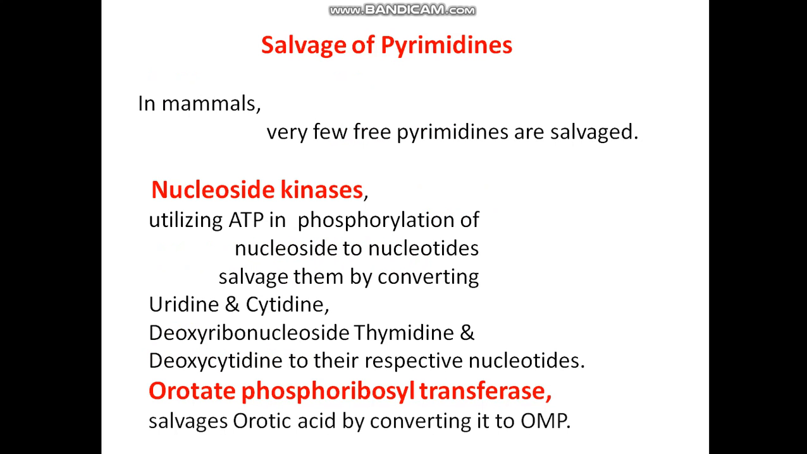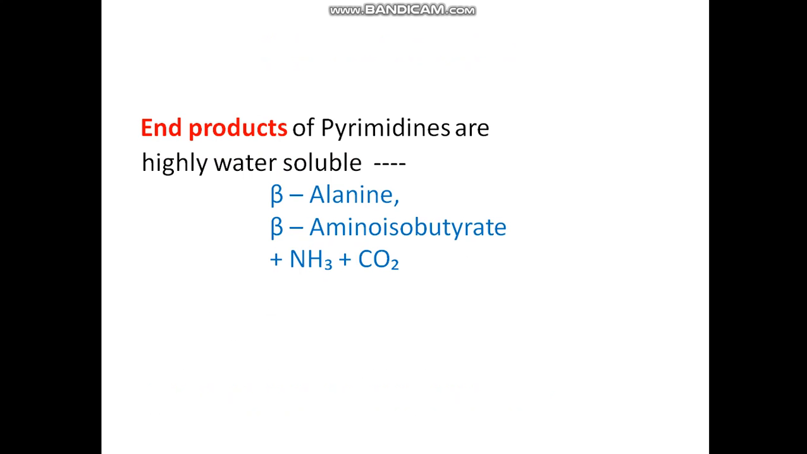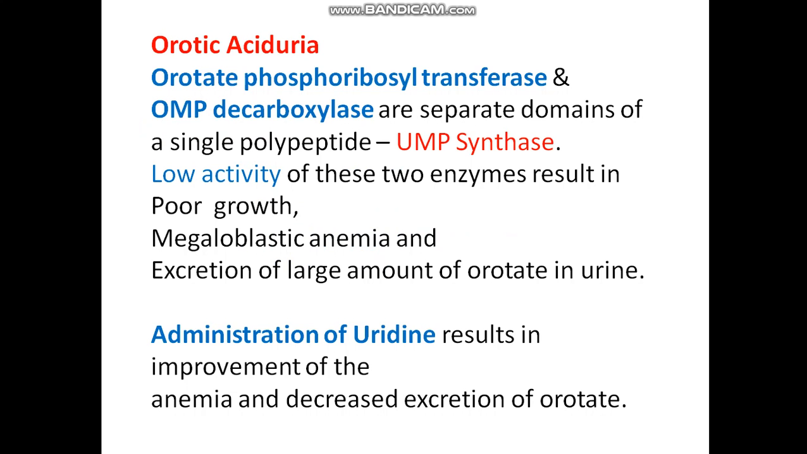Salvage of pyrimidine: very few pyrimidines are salvaged by nucleoside kinases and orotate phosphoribosyl transferase, which salvages the orotic acid by converting it to OMP. End products: beta-alanine, beta-amino isobutyrate, ammonia, and carbon dioxide, which are all highly water soluble.